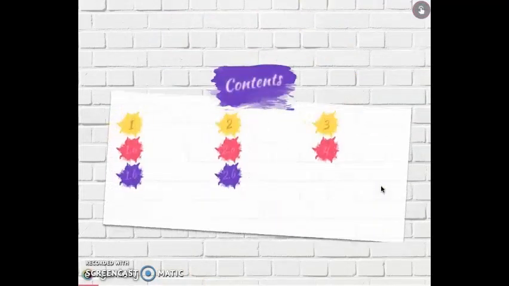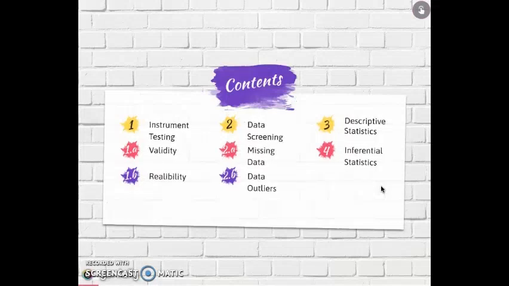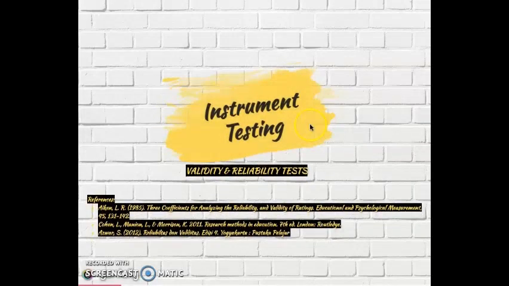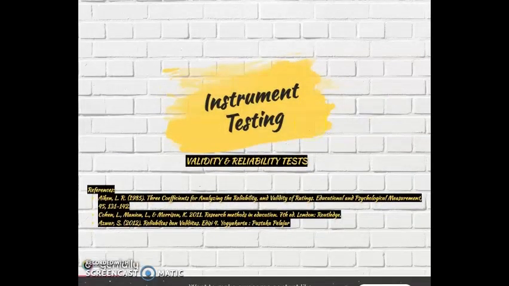Here you're going to be exposed to the explanation on the instrument testing, which includes the validity test and the reliability test, and also the data screening, including the missing data and the data outliers, while these two will be discussed in another video. So the first is about instrument testing.